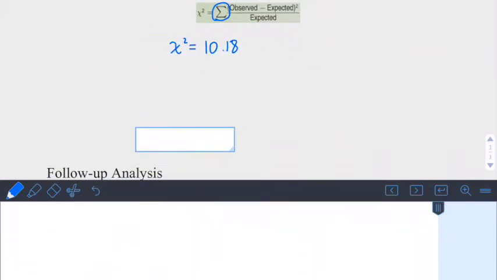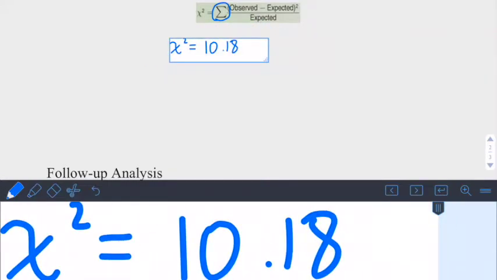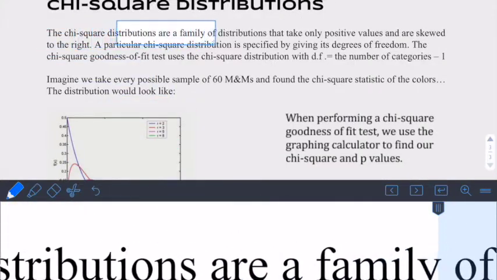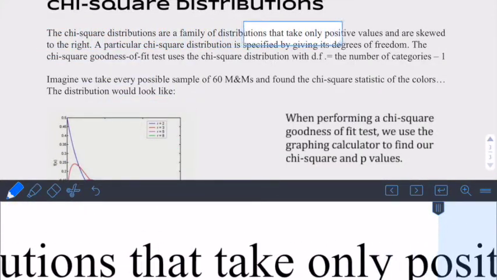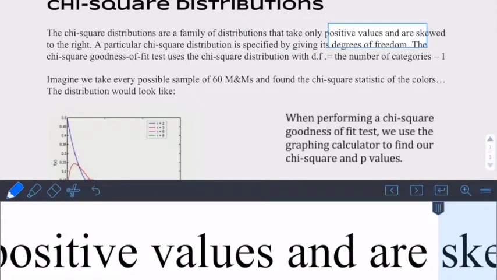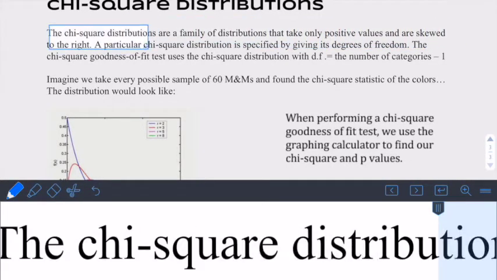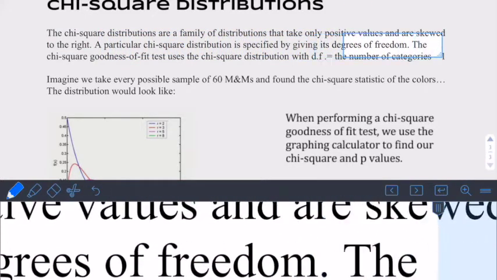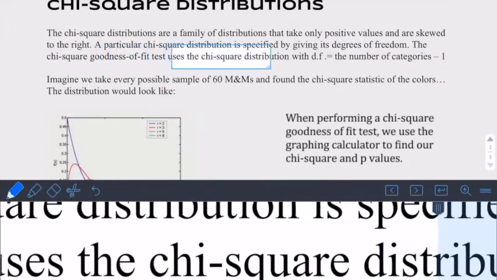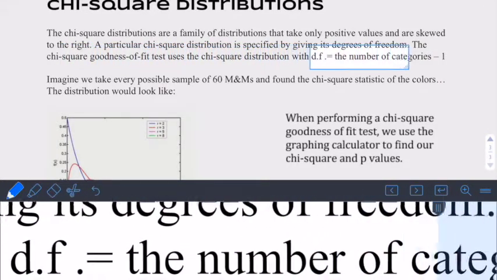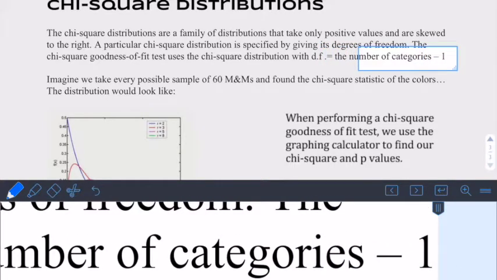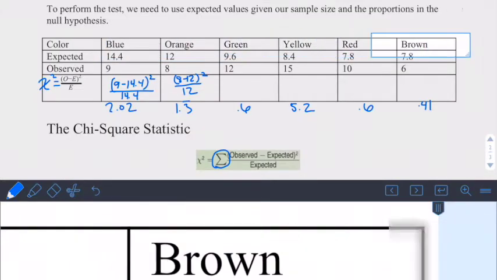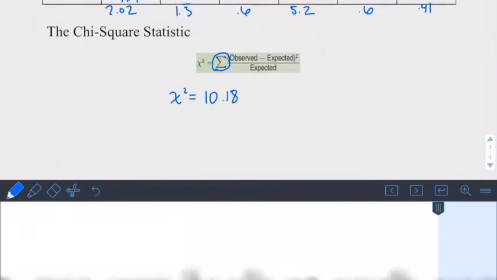Okay, so now we'll need to learn a little bit more about the distribution to see what this means. So now let's look at the distribution and make this make some more sense. The chi-squared distributions are a family of distributions that take only positive values, right? Because remember it was positive when we squared it, and they're skewed to the right. A particular chi-squared distribution is specified by giving its degrees of freedom. The chi-squared goodness of fit test uses the chi-squared distribution with degrees of freedom, the number of categories minus 1. Well, we had the 6 categories, 1, 2, 3, 4, 5, 6, so this test had 5 degrees of freedom.